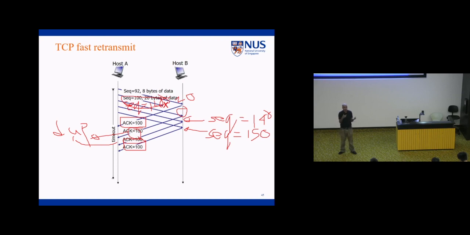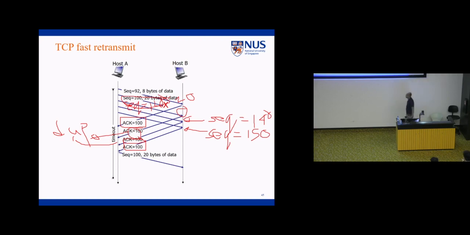Now we can say at this point, since 3 of them have made it, most likely 100 is lost, it will never make it. So I can take these 3 duplicate acknowledgements as a sign that packet number 100 is lost. And then I don't have to wait for a timer to expire. I will retransmit that packet immediately. So this is what is called fast retransmit.